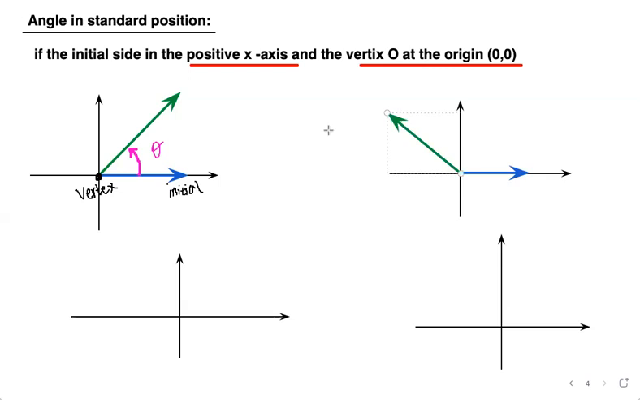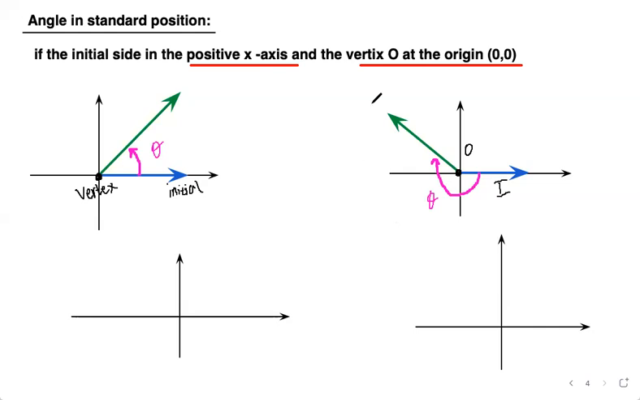And also I need this angle measured like this. Suppose my angle goes not from here to here, but clockwise like this. So this angle must be negative. This angle is theta, and this angle should be a negative angle. Again, this angle is in the standard position. Why? Because the initial side is on the positive x-axis. This is my initial side, and this is my vertex. The vertex is at the origin, 0, 0.